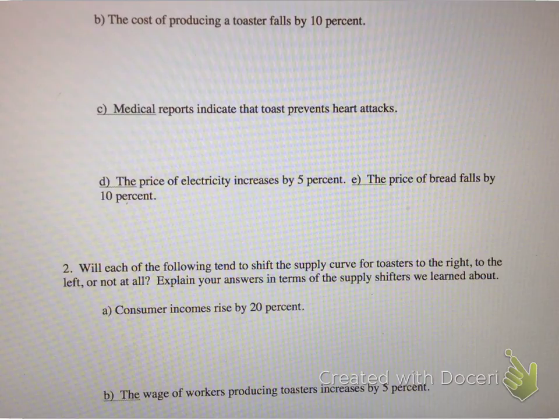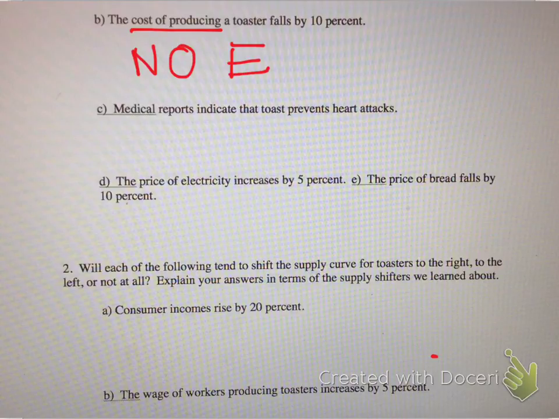Okay, let's move on. The cost of producing a toaster falls by 10%. Well, how does that affect the demand? That seems to be talking about supply, so it wouldn't have any effect on the demand curve. So no effect. Be careful, it's kind of a trick question there. No effect.